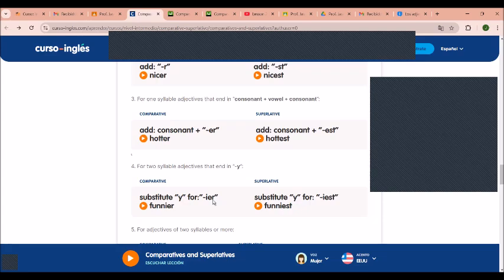Now, if your word ends with a Y, change your Y to I and add ER or EST if you are doing the superlative form. So if you think of comedian, funny, ha ha ha. He is funnier than the other comedian. He is the funniest of all the comedians.